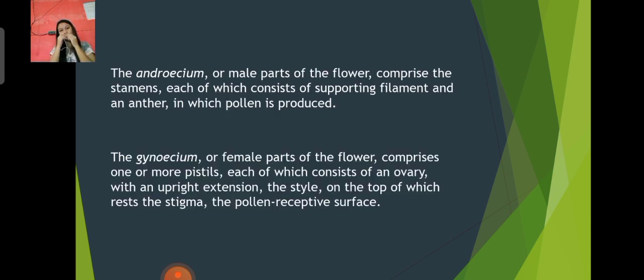The androecium or male parts of a flower comprise the stamens, each of which consists of a supporting filament and an anther in which pollen is produced.